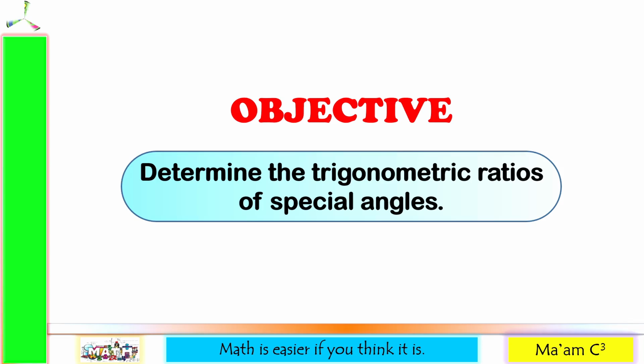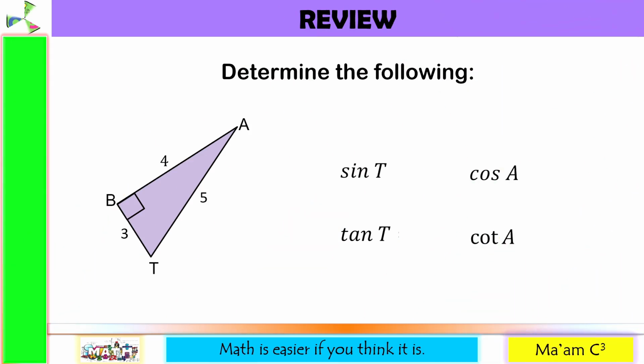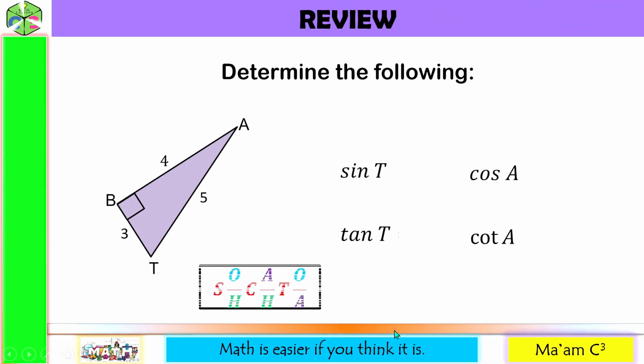Our objective in this lesson is to determine the trigonometric ratios of special angles. Let's have a quick review of our previous lesson. Determine the following. Let us recall SOHCAHTOA.